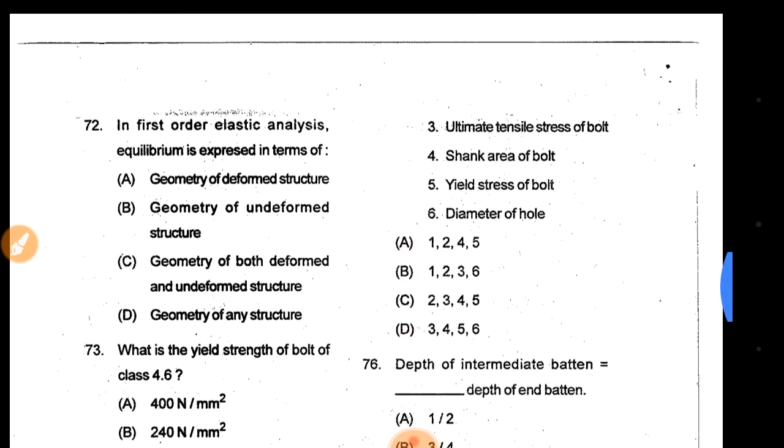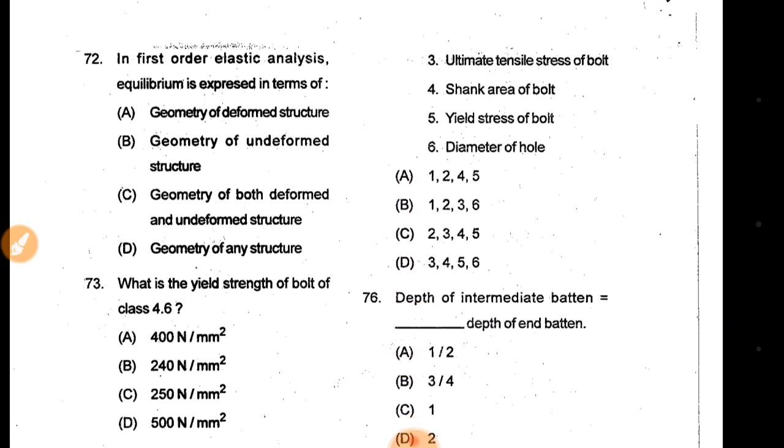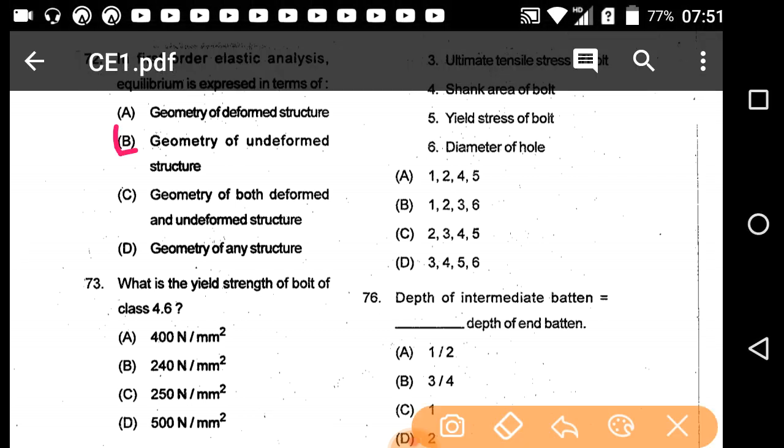Question number 72. In first order elastic analysis, equilibrium is expressed in terms of geometry of deformed structure, geometry of undeformed structure, geometry of both deformed and undeformed structure, geometry of any structure. Here option B will be the correct answer, geometry of undeformed structure.